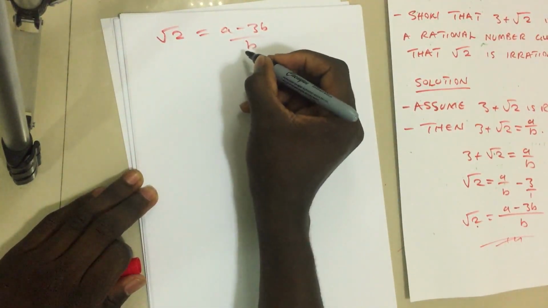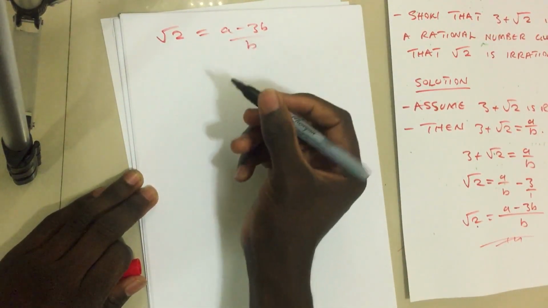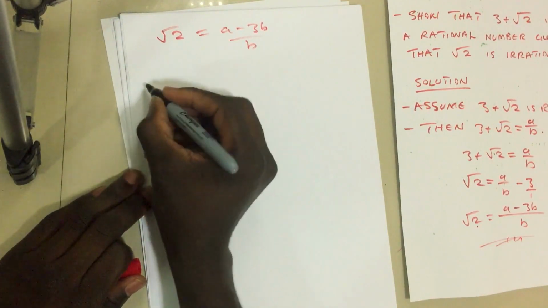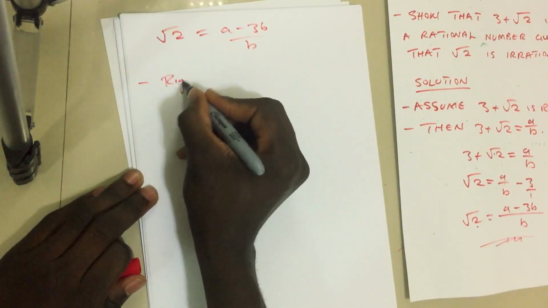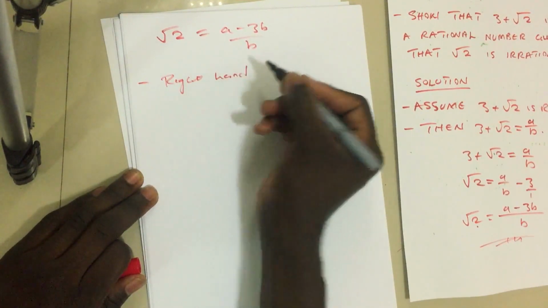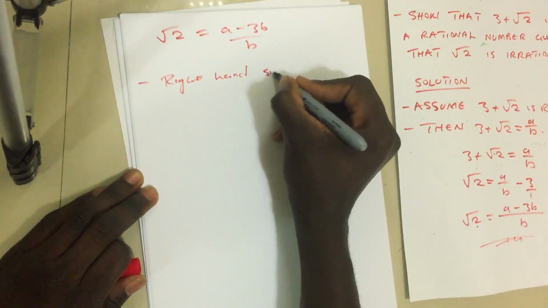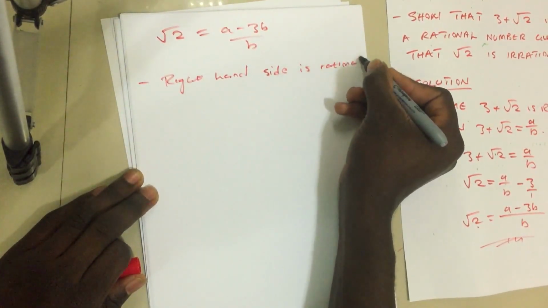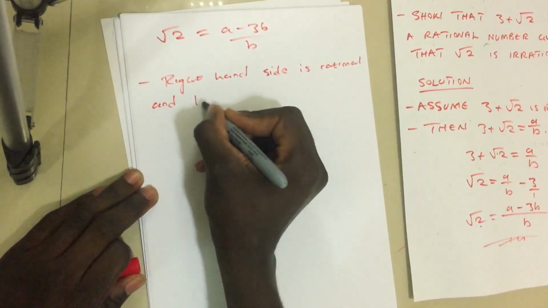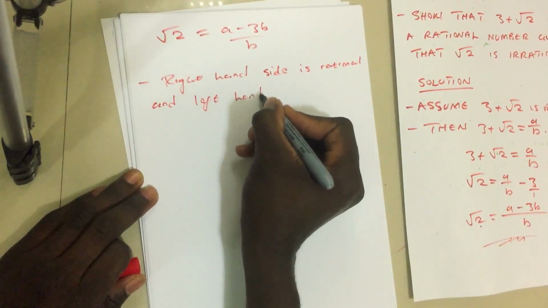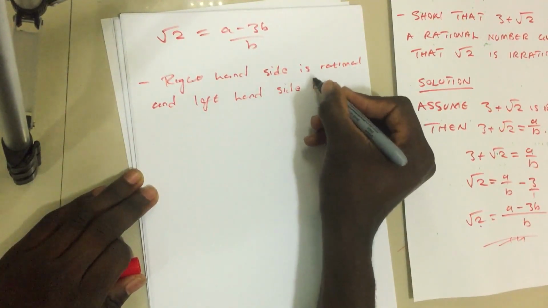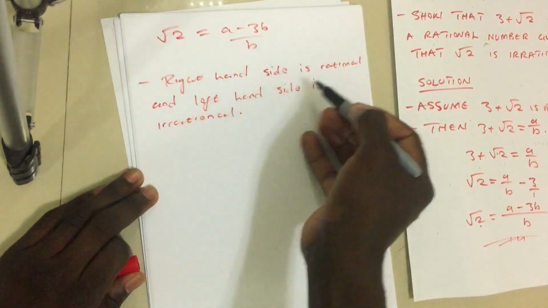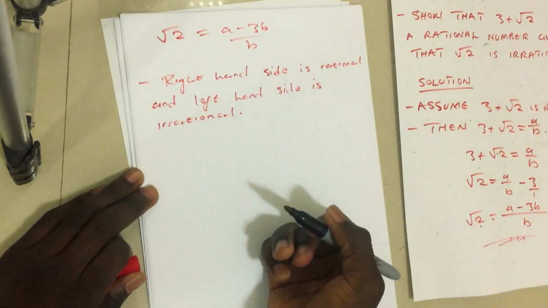All right, so what we can see from this expression is that the right hand side is rational and the left hand side is irrational. So we can write that down. You can write this in full, but I'm just going to write this in a shortcut form. Right hand side is rational and left hand side is irrational. Okay, so we can see that the right hand side is rational and the left hand side is irrational.